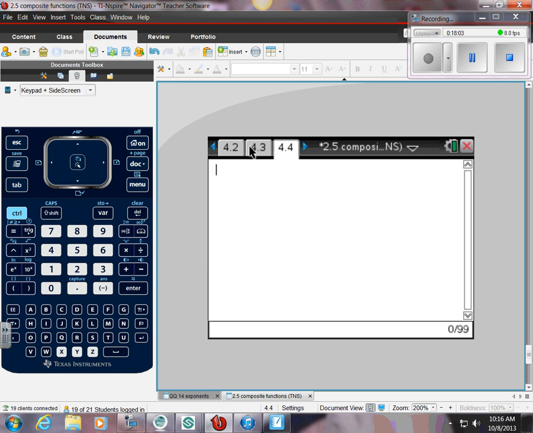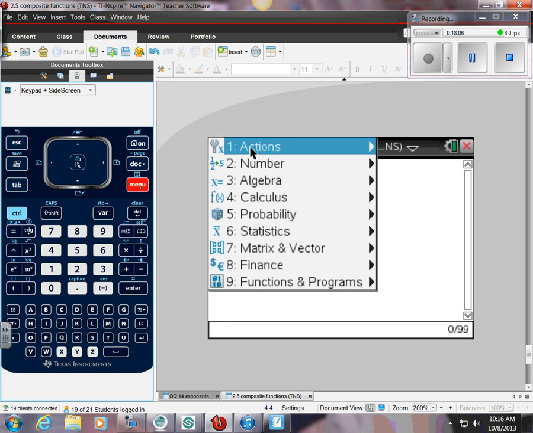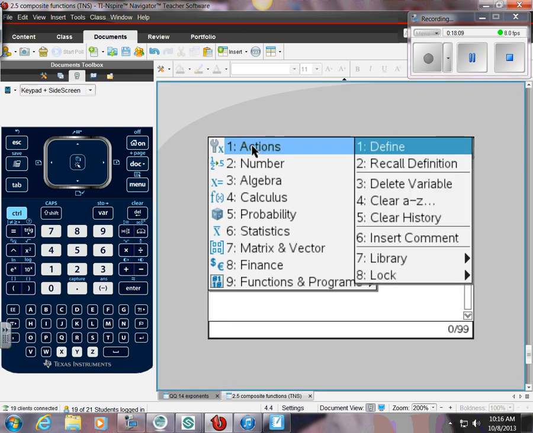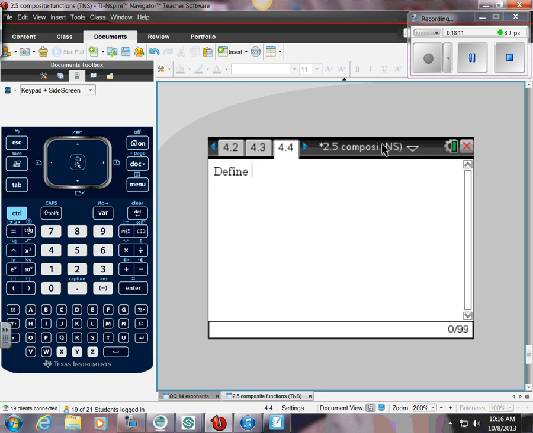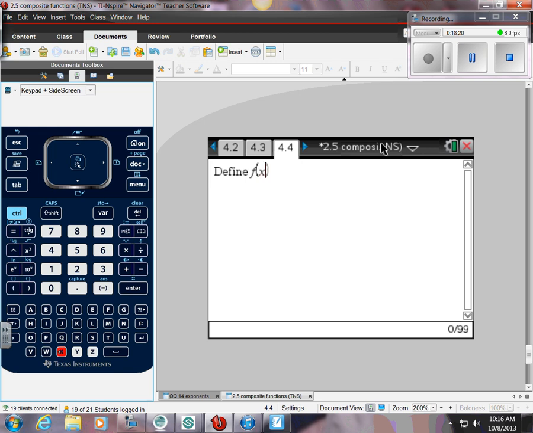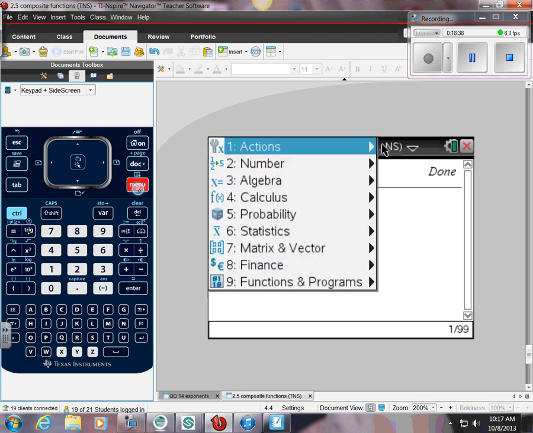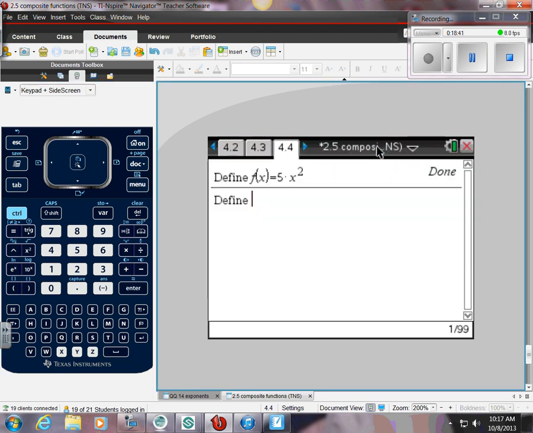All right, so you ready? Menu. Actions. Define. So I'm given 2 functions, right? First one is f of, when I say of, you open in parentheses, x equals 5x squared. So I'm defining f of x to be 5x squared. Hit enter. Now anytime you put f of x into a calculator page, it's going to see it as 5x squared. Okay. Menu, actions, define.